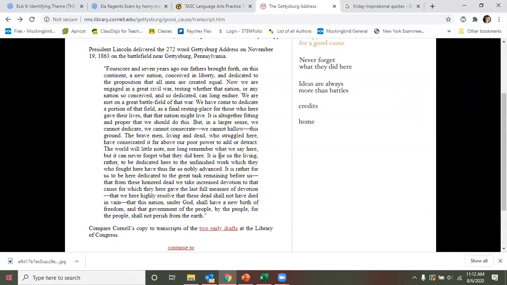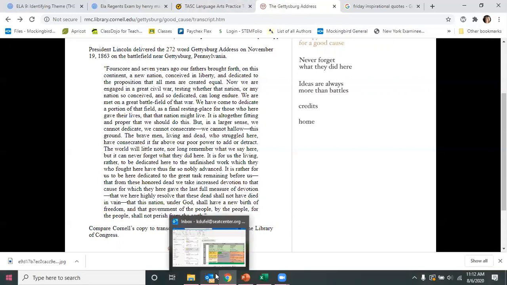So this is the Gettysburg Address. This is what President Lincoln said on the battlefield of Gettysburg, which is in Pennsylvania. It's not that far away. And he gave this address right at the end of the battle. As you'll see, they still fought for a little bit after, but it was pretty much over by then.